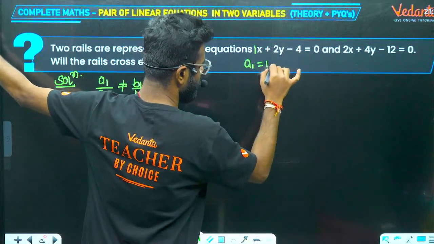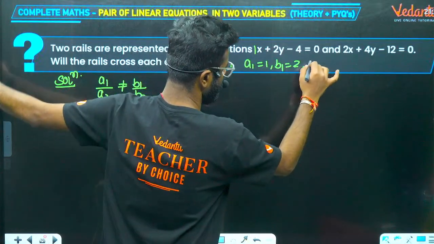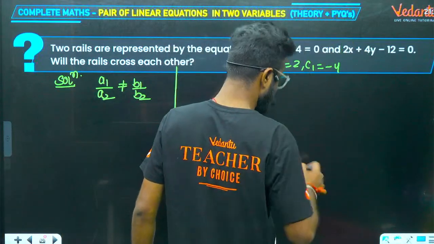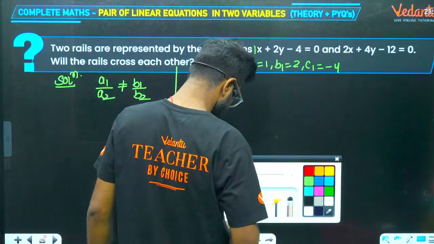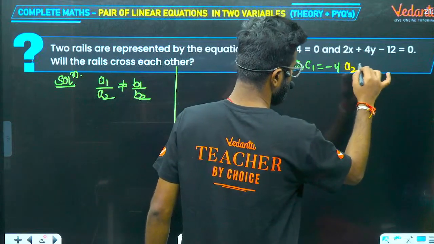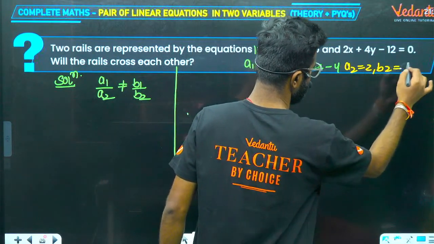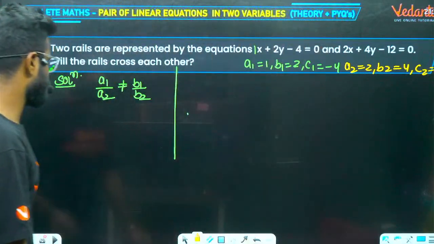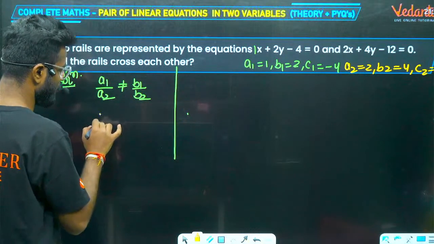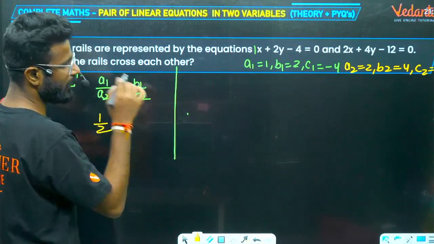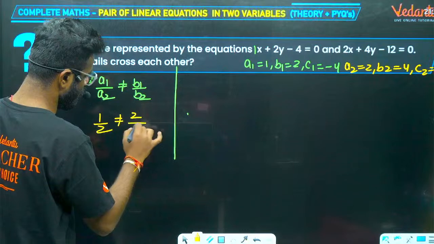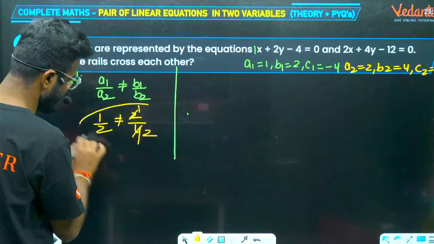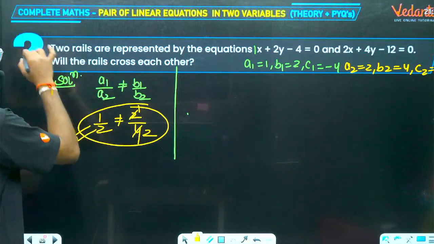a1 is 1, b1 is 2 and c1 is minus 4. a2 is 2, b2 is 4 and c2 is minus 12. So a1 upon a2, 1 by 2, is not equal to b1 by b2. 2 by 4 means 1 by 2, but they are equal. They are not satisfying this condition.